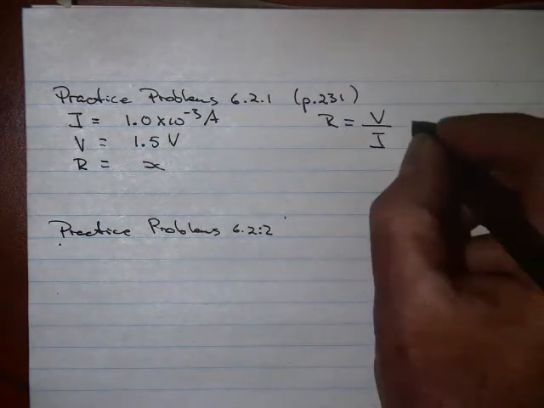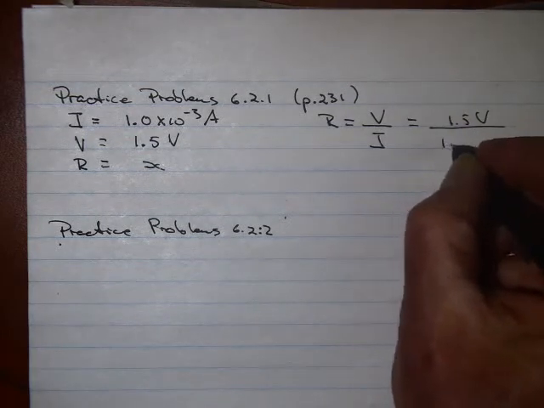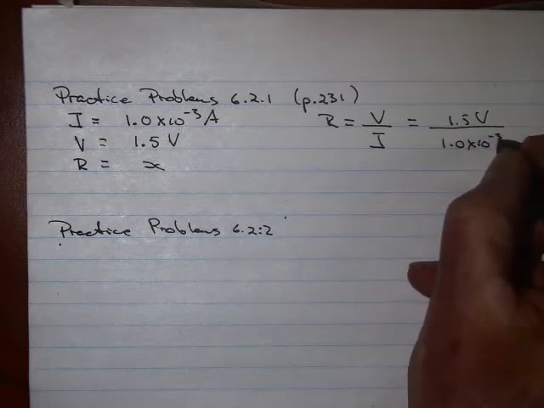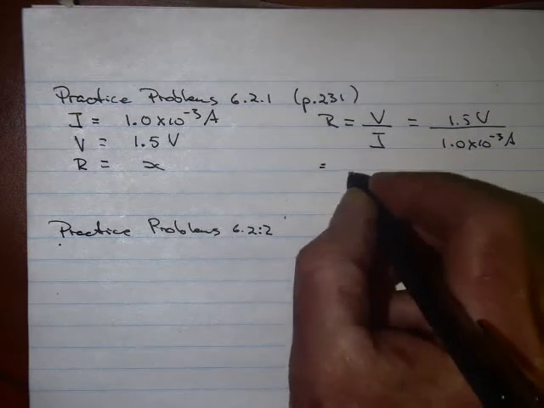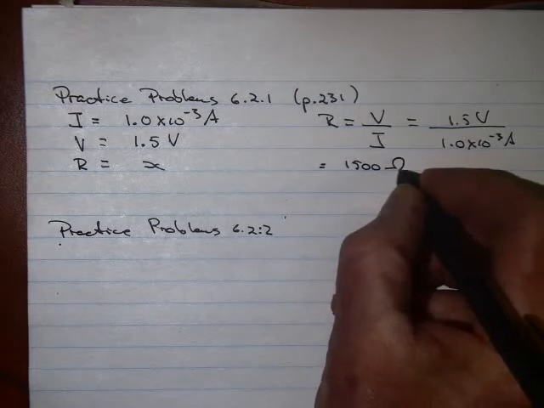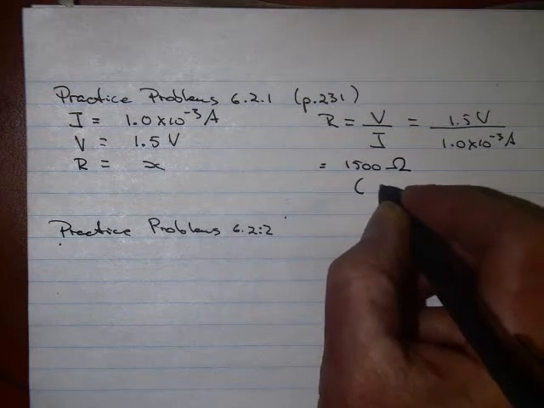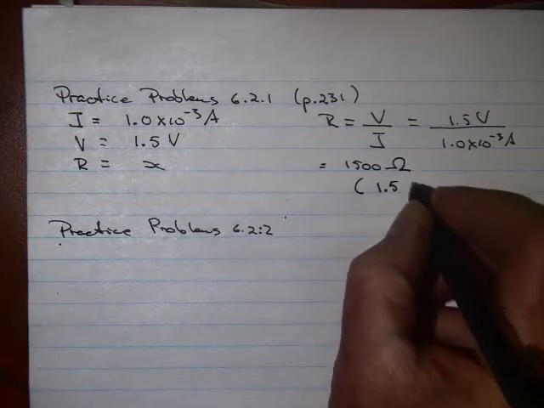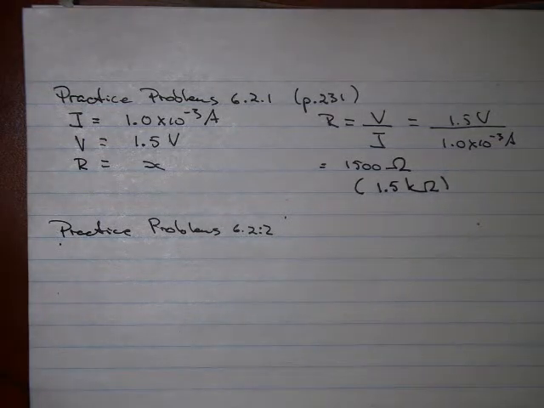V over I, so 1.5 volts divided by 1.0 times 10 to the minus 3 amps. And so this comes out to 1500 ohms, or in kilo ohms, divided by 1000, 1.5 kilo ohms. The others in that group are all the same. They're basically given to find the third.